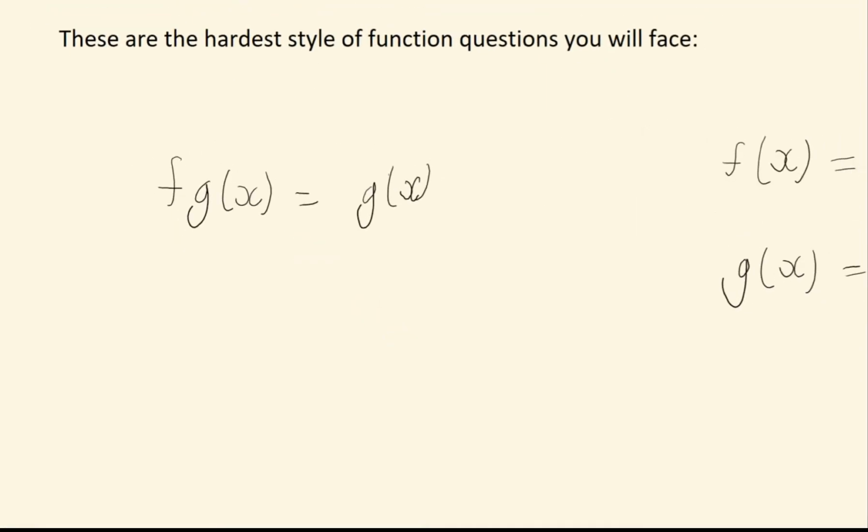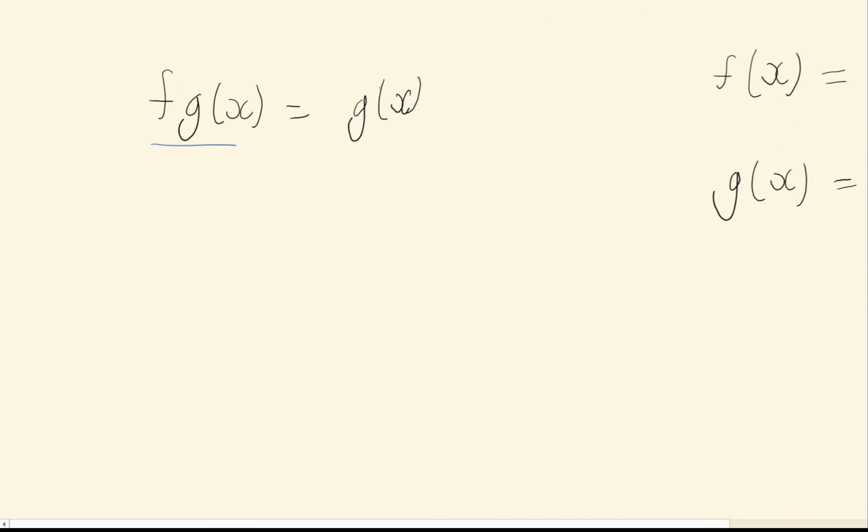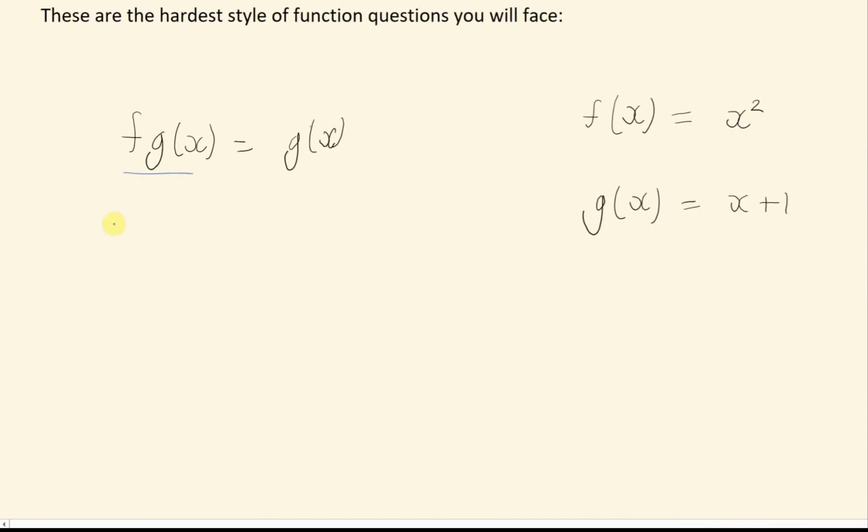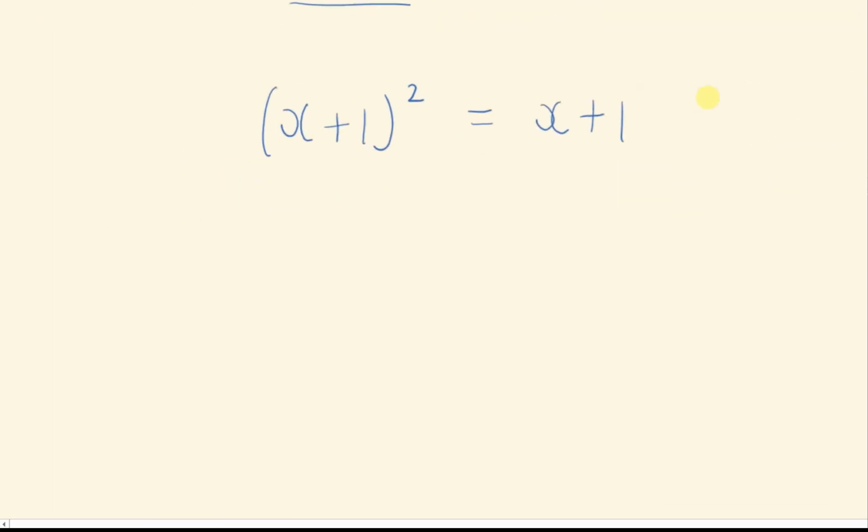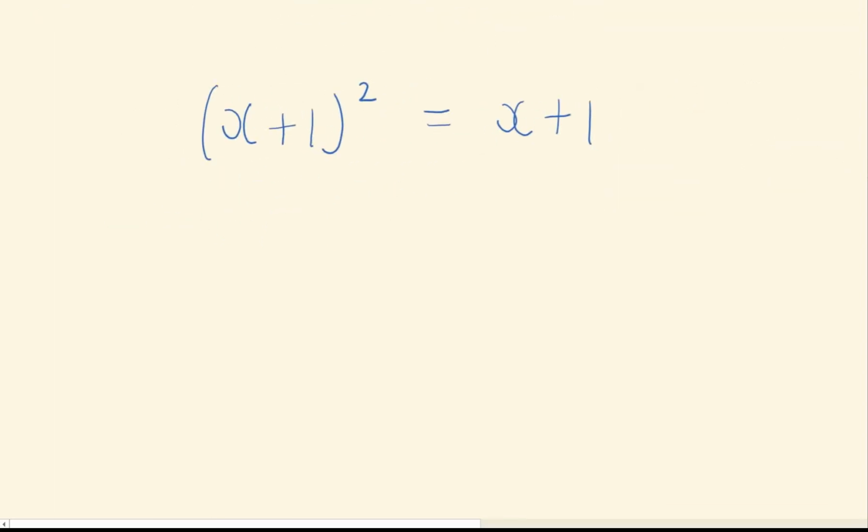So here, again, I've got fg of x. We worked it out before. That's just going to be x plus 1 all squared. And g of x just equals x plus 1. Okay, you can divide by x plus 1 here, but it makes things a bit confusing. What we're going to do, just to make life a bit simpler, is expand and factorize it like an ordinary question. So if I expand the left hand side, I get x squared plus 2x plus 1 equals x plus 1.